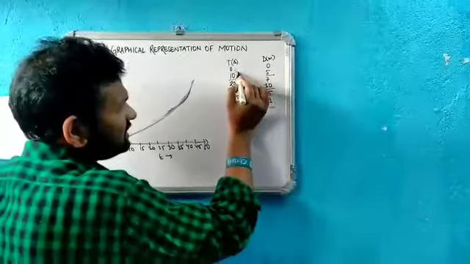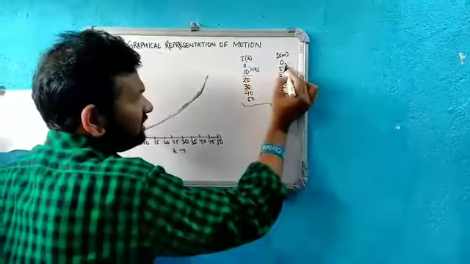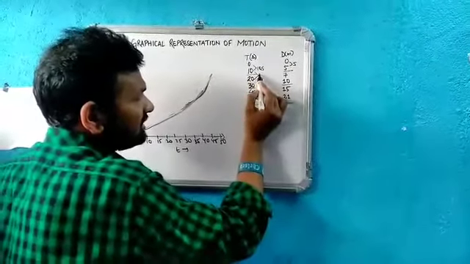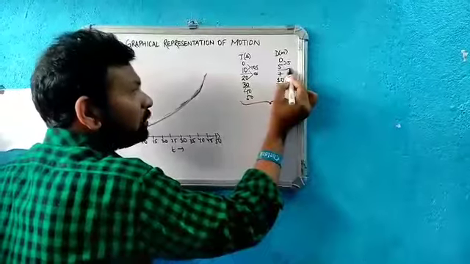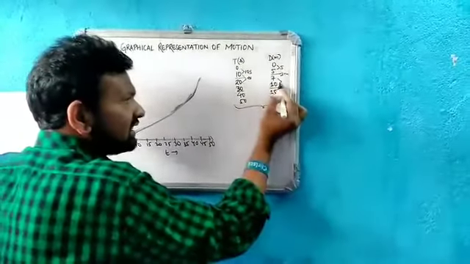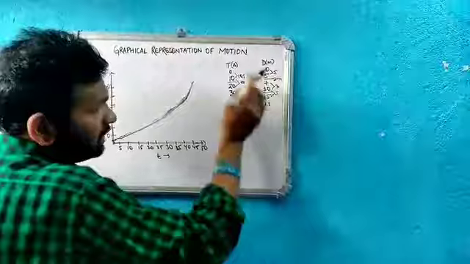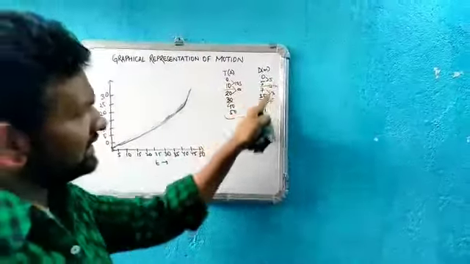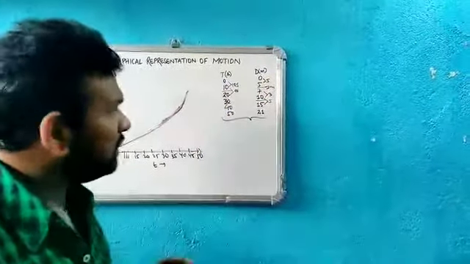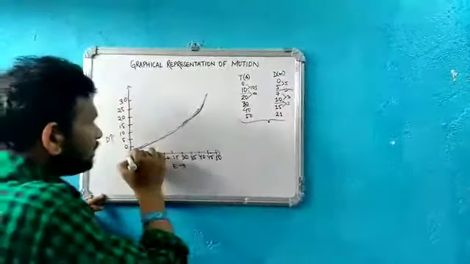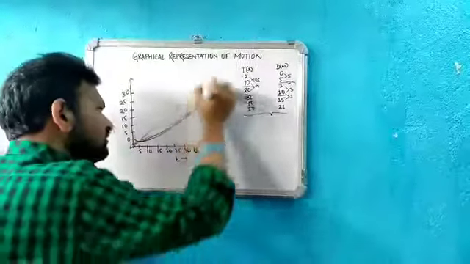because in the initial 10 seconds, the particle traveled 5 meters. In the next 10 seconds, the particle traveled only 2 meters. In the next 10 seconds, it traveled 3 meters. In the next 10 seconds, it travels 5 meters. So the particle is not tracing equal distances in equal intervals of time. That is why we are not getting a straight line, but a curve like this.